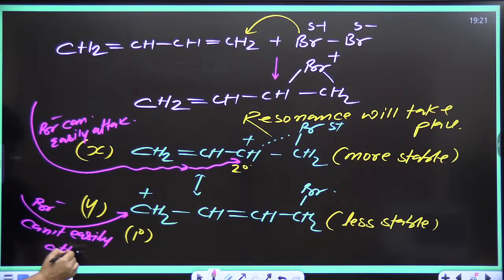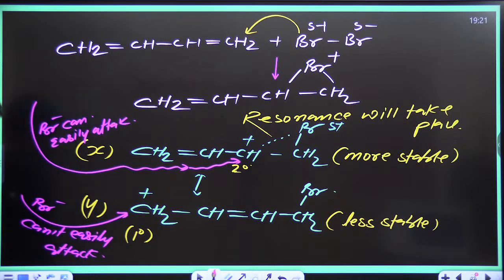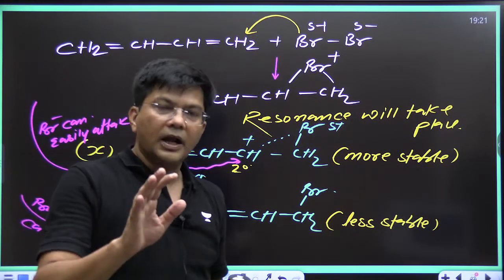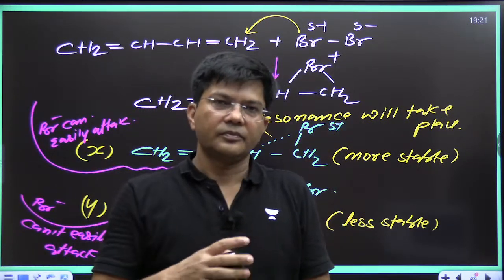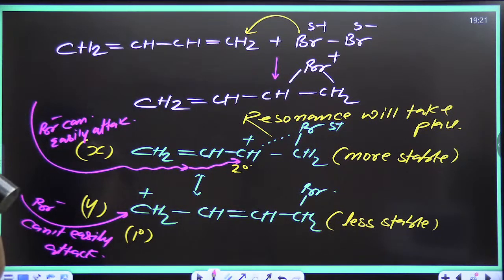Till now, is it clear to all of you, my dear students? First of all, do let me know that Br negative can easily attack here and can't easily attack there. Till now, is it clear to each and everyone? Do let me know. Yes.